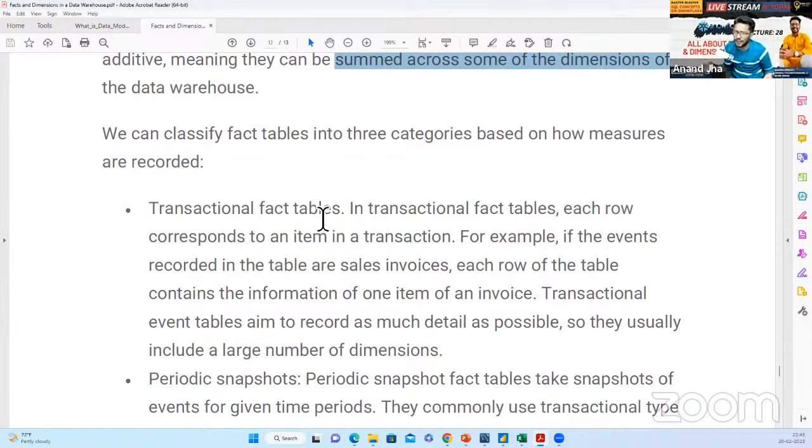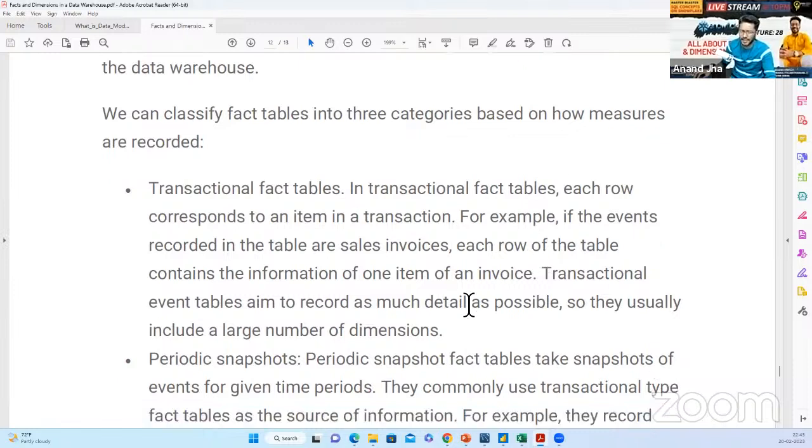What do you understand by the transactional fact table? Your transactional data, your sale invoice, with much detail. So there is usually a large number of different records. What will your transaction data have? Transaction ID, customer ID, customer name, amount transferred, time of the transaction.